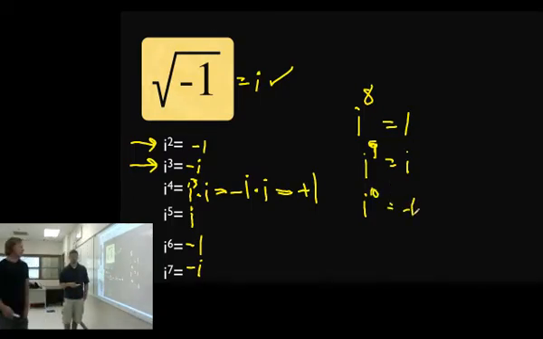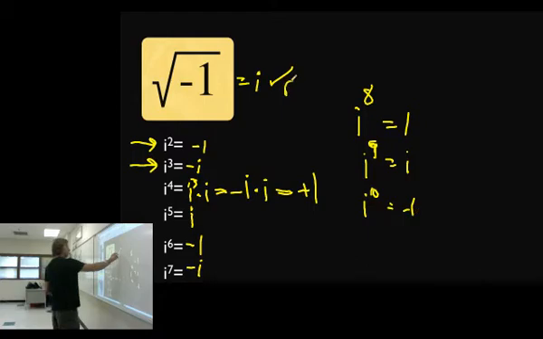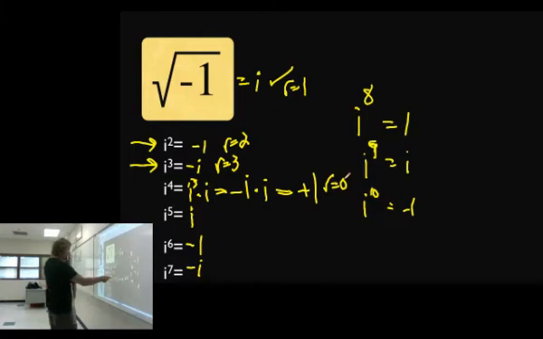I think we probably taught you a way to divide by 4 and see what the remainder is. If the remainder was 1, then the answer's i. If the remainder was 2, then the answer's -1. The remainder is 3, the answer's -i. There can't be a remainder of 4 because we're dividing by 4. So if the remainder was 0, the answer was 1.